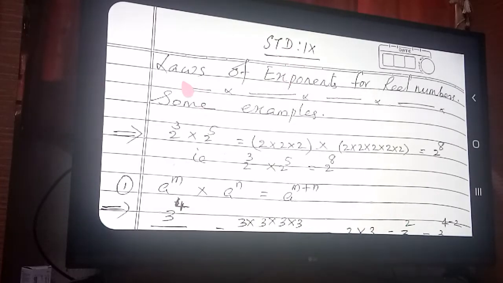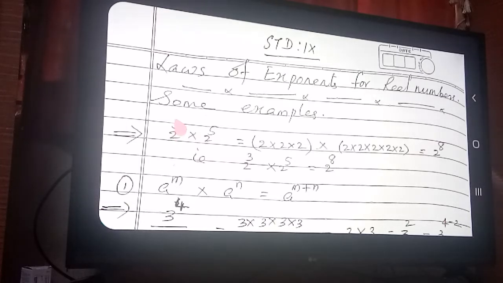Today we will explain the laws of exponents for real numbers. Okay? You have already studied these laws of exponents of real numbers in the 8th standard. Even though, I will explain them again through some examples. See here, I am going to explain the first two formulas through examples.